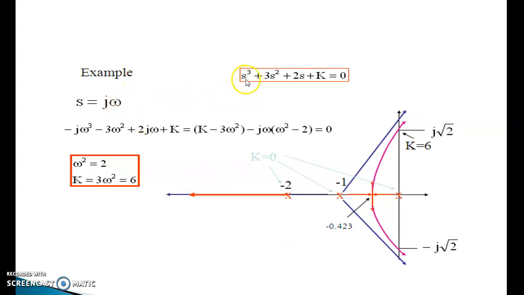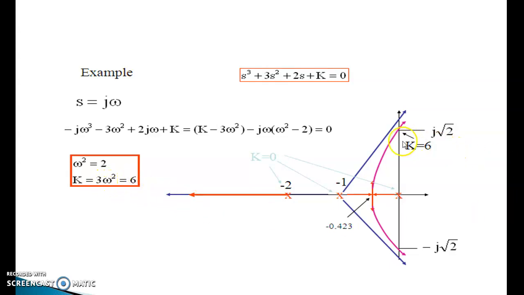For example, the characteristic equation is given by s³ + 3s² + 2s + k = 0. Put s = jω. So this becomes -jω³ - 3ω² + 2jω + k. Rearranging, (k - 3ω²) - jω(ω² - 2) = 0. So ω² = 2, and k = 3ω², that is equal to 6.